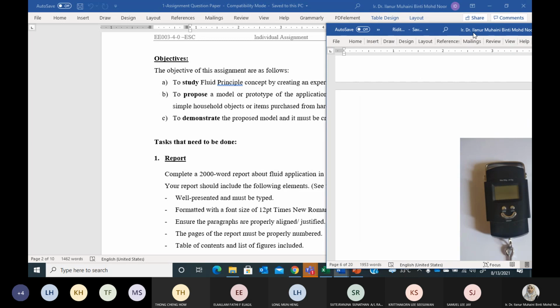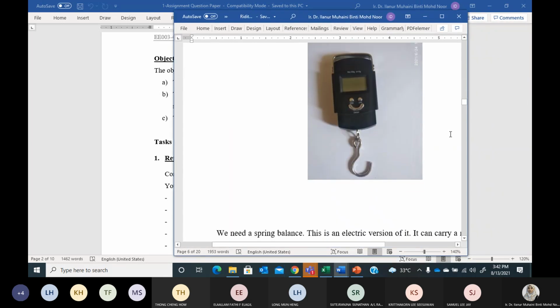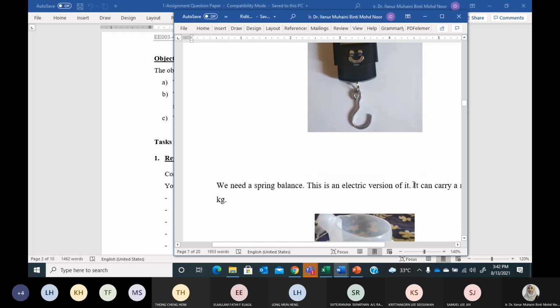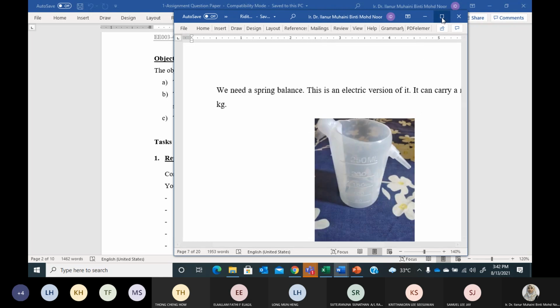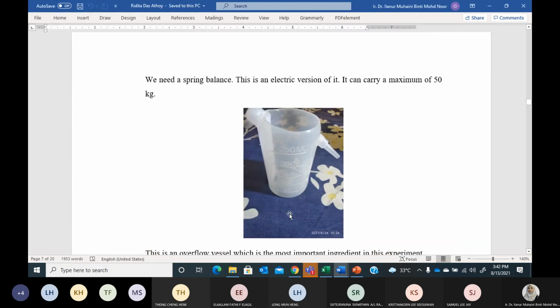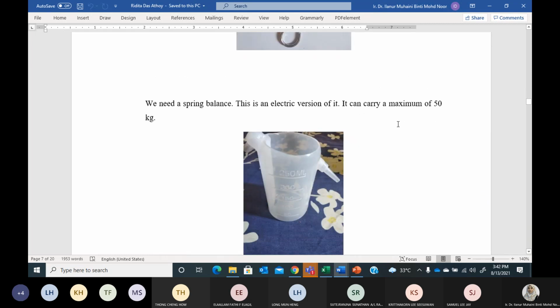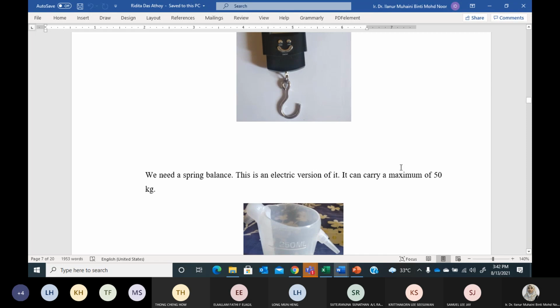Okay, for example, this is a figure. But there is no figure number, there is no name or title of it. Then there is another picture also, but no title, no figure. Okay. Spring balance, this one. It can carry a maximum of 50. See, this wording is very far from this picture.